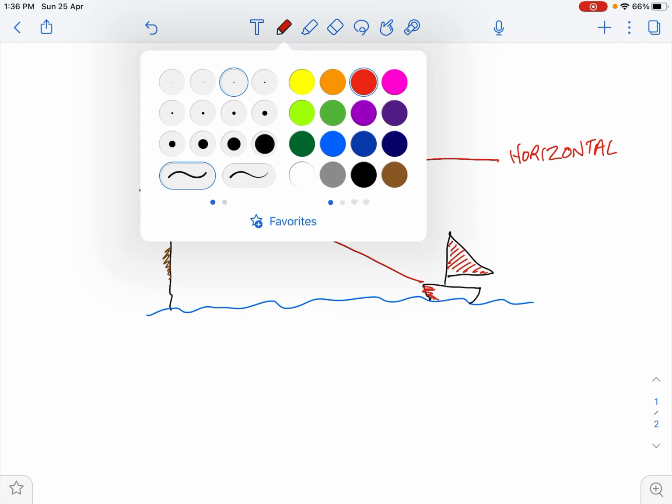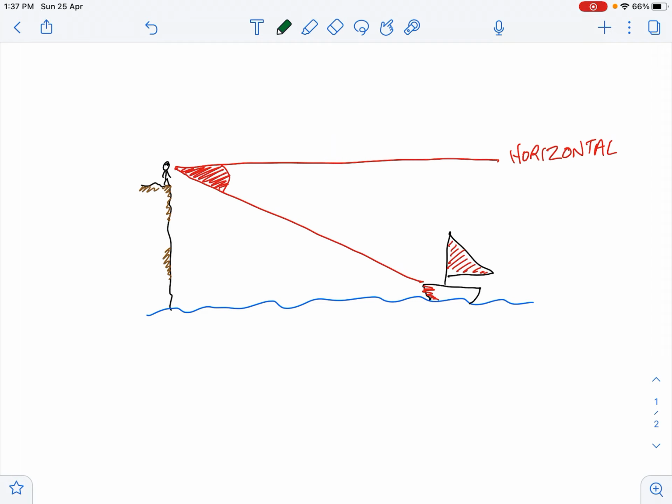One thing to just be careful of, a lot of people make the mistake of thinking this is the angle of depression. It is not. That's a different angle. We're going from the horizontal, measuring down to what we're looking at.